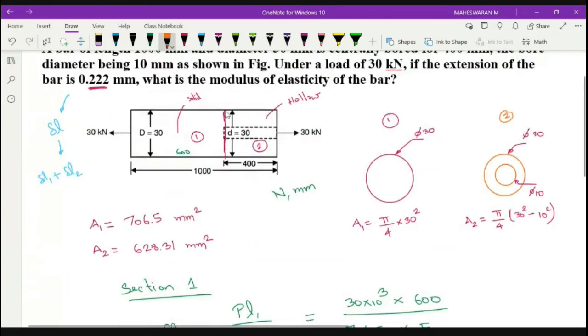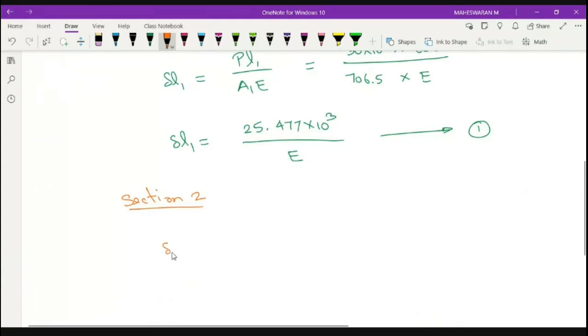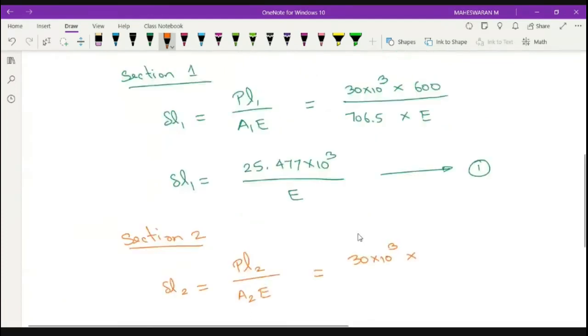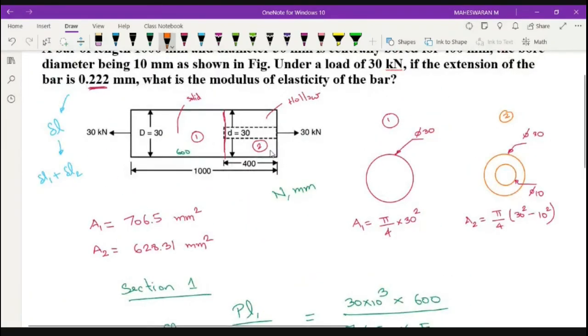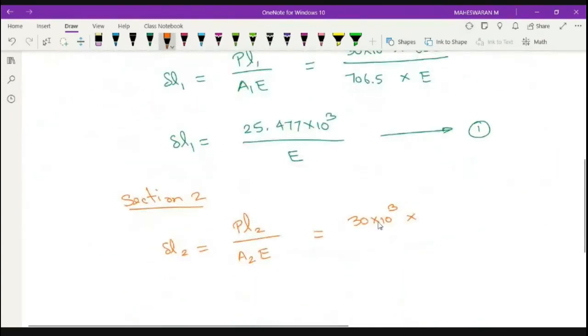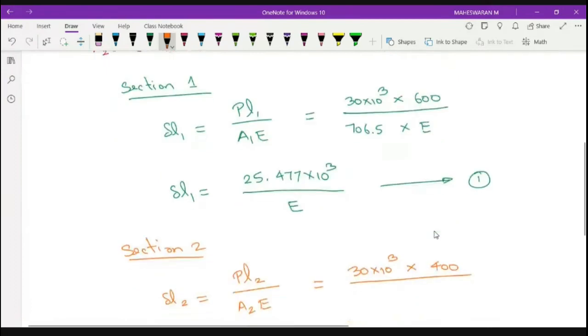Section 2 is this part. So you already identified what is the area. So let us identify what is your del L2. Del L2 will be equal to P L2 by A2 E. Your Young's modulus is constant, same. So P is the same value, which is 30 into 10 power 3. L2, you know, it is 400. So the hole is up to 400 mm. So L2 is 400 divided by A2.